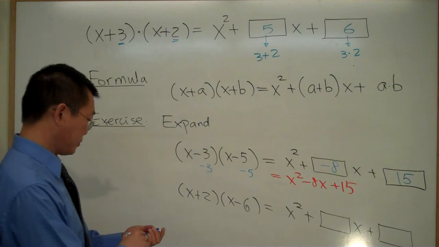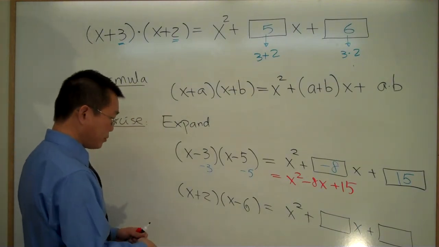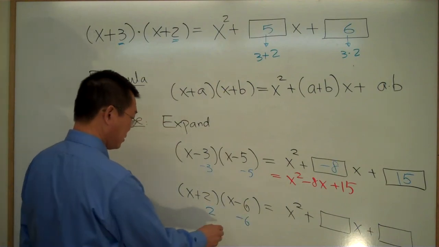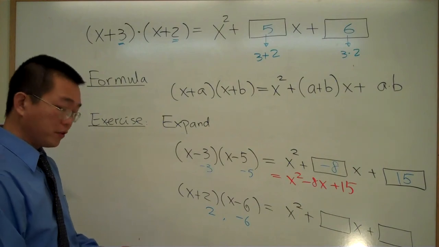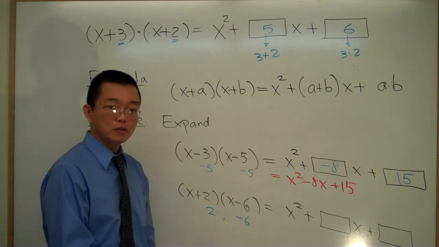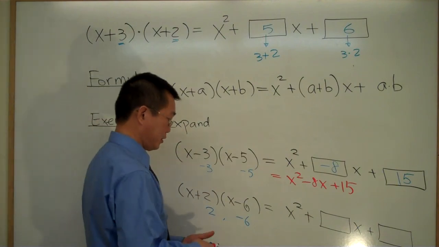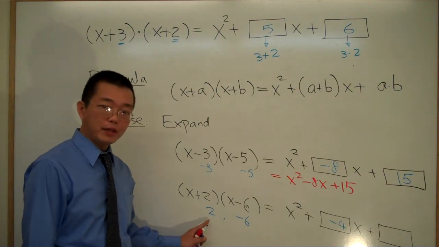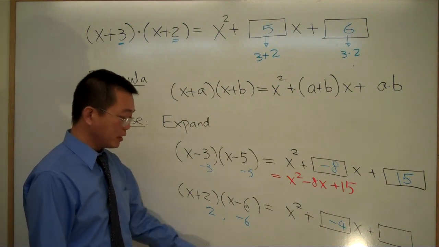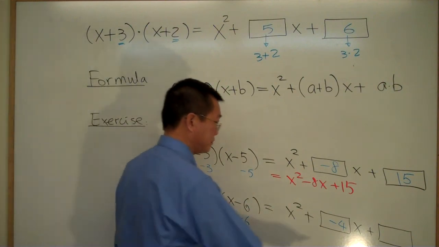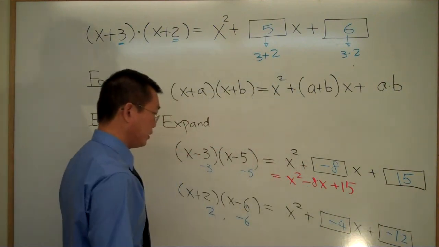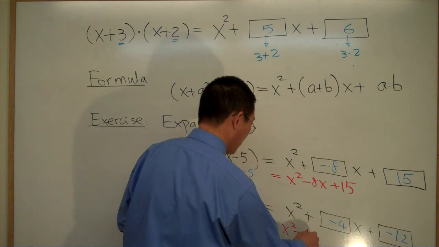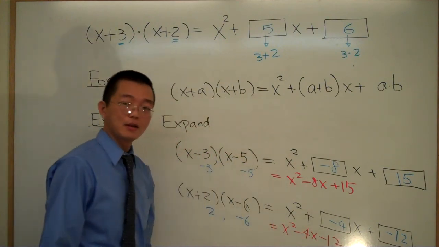Now the second problem, x plus 2 times x minus 6. Now we've got 2 versus -6 here. So for the first blank, I will fill in the total of these two numbers, 2 plus -6, that is -4. And the next blank is the product. Now that will be 2 times -6, that's -12. So the final answer for this problem is x squared minus 4x minus 12. Did you get it?